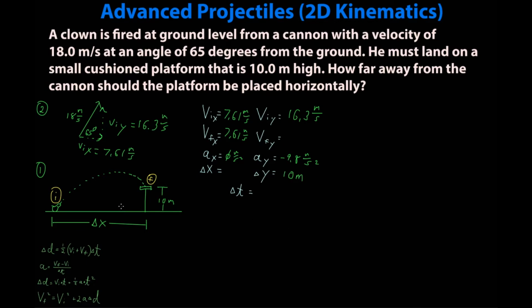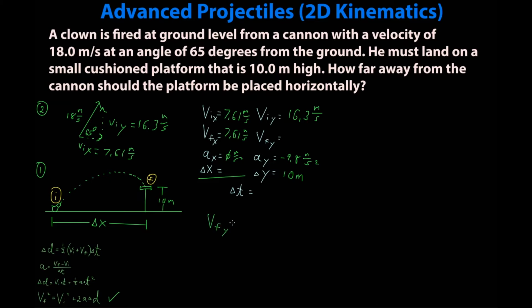Now, there was one more part of the technique where I suggested that you use the picture to put in any negatives. I'm going to skip that for now, just to show you why it's very important. So the question is, how far on the x-axis do I need to place this platform in order for the clown to land on it safely? My x-axis is pretty useless here to find it, so I'm going to start on the y-axis. I'm going to go after VFY because it's really easy using this fourth kinematic equation.